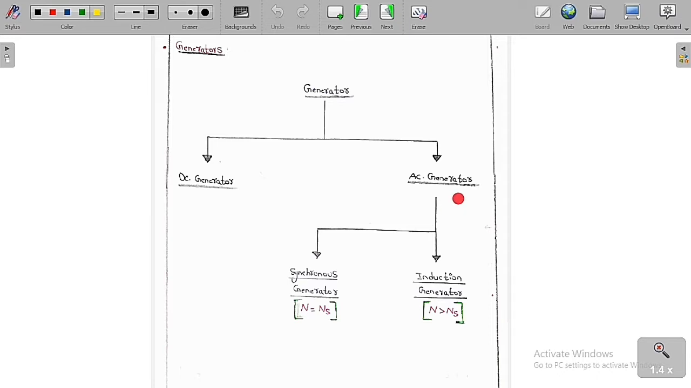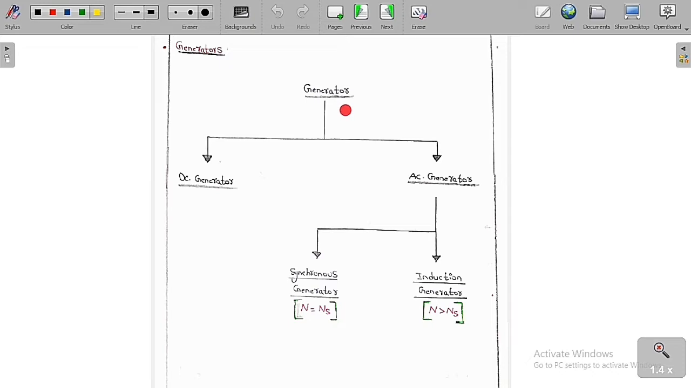Again, the AC generator is of two types. One is called the synchronous generator, and in the synchronous generator the rotor speed is always equal to synchronous speed. Whereas in the induction generator, the rotor speed should always be greater than the synchronous speed. Then only is this induction machine going to operate in the generating mode.